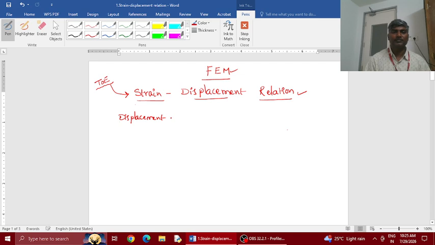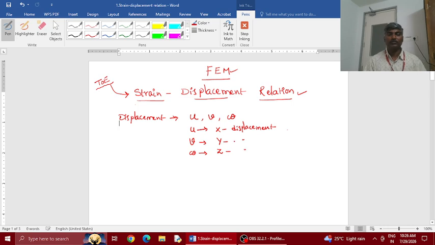it has got three components which we will represent like u, v, w. So u being displacement in x direction, v being displacement in y direction, w, z direction. So three global directions x, y, z. These are the representation of displacement in those three directions.